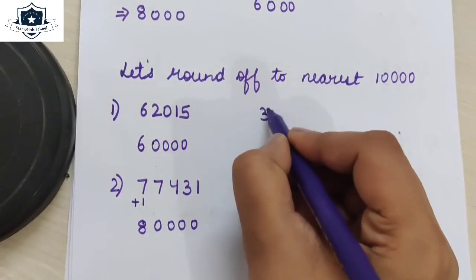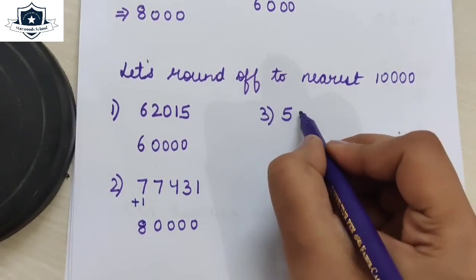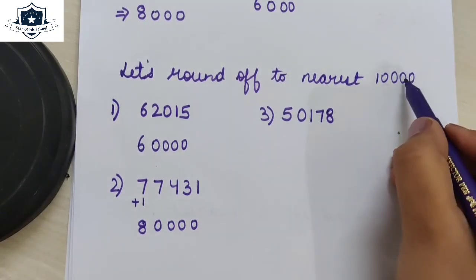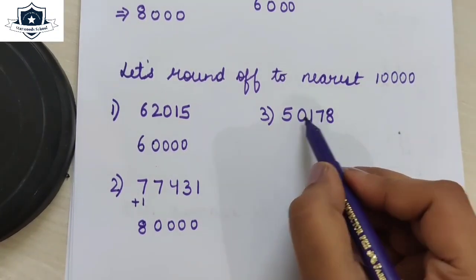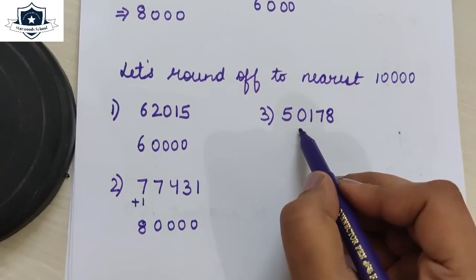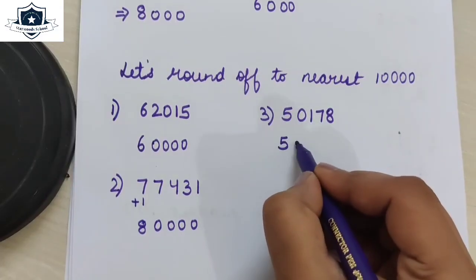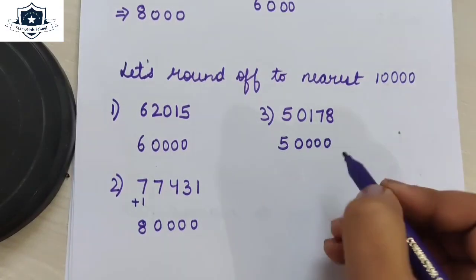Let's take up another example, the third one, 50178. The fourth number is in the lesser bracket, so nothing will be added here. This will come as it is and all of them will be 0.